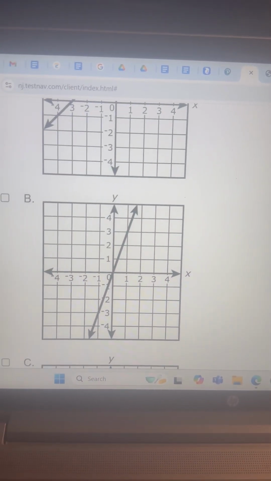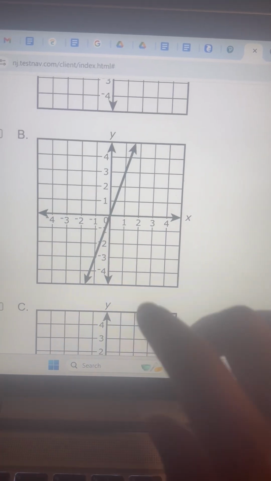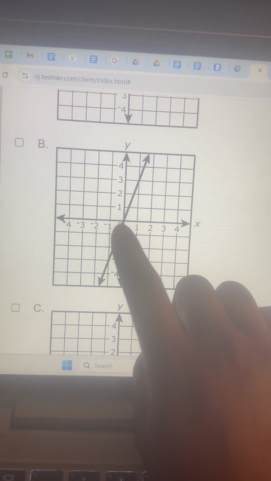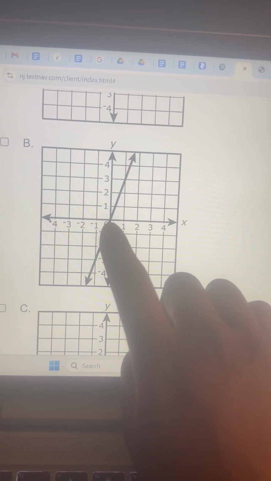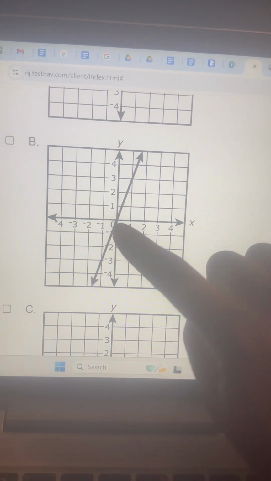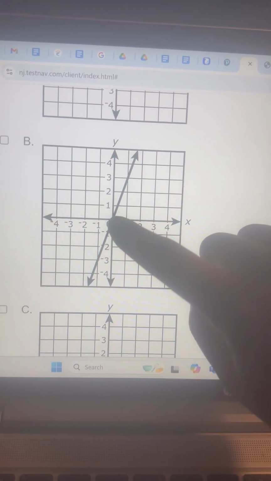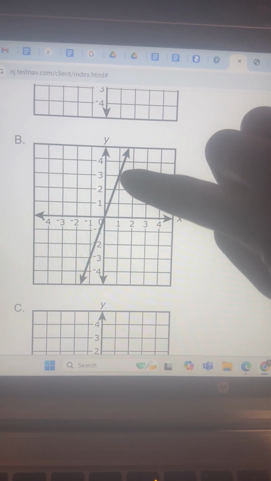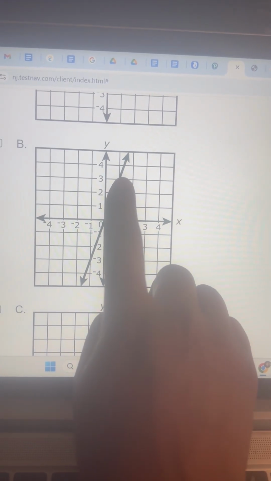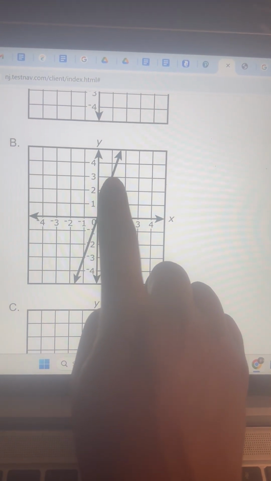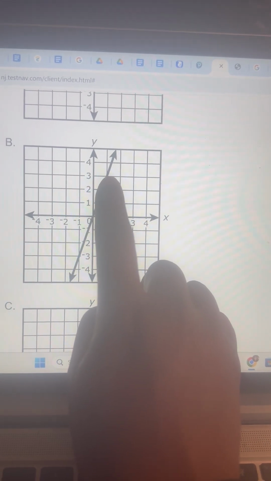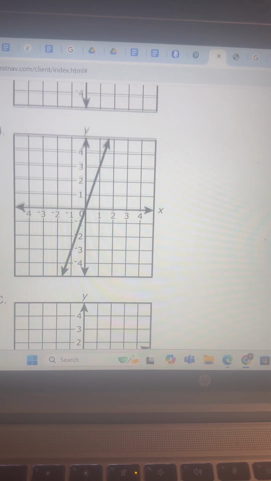Now let's look at option B. Option B is also not correct because the rise here is 3, right? 1, 2, and 3. And you go over to an actual point on the graph that's exact. And the rise is 3 and the run is 1 because you went over 1. So 3 over 1 represents 3 as the rate of change. This is not correct.